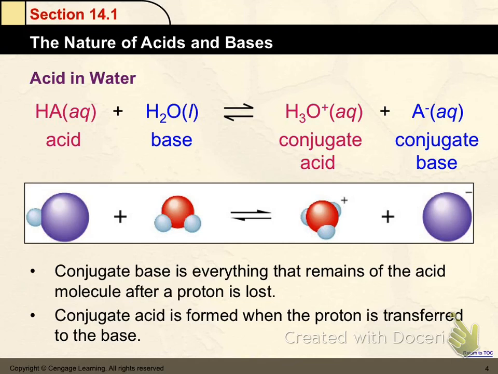We call it a conjugate acid because, due to equilibrium, sometimes this thing will actually lose its hydrogen ion again when it's going back and forth in equilibrium. Well, what do we call things that lose protons? We call them acids. So that's why it gets the name conjugate acid.